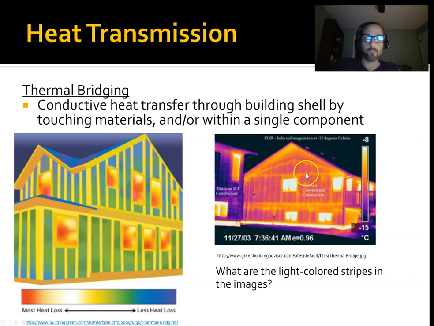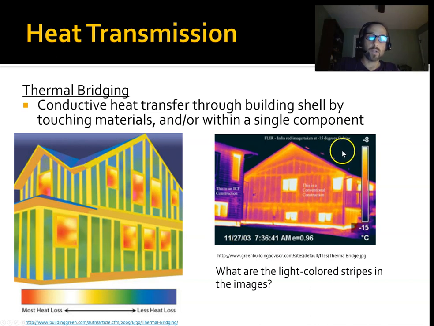So here, I want you to think about what that is. Go ahead and press pause and think about it. So those stripes, that's the framing, right? And what that's showing is it's cold outside, right? It's really cold outside. This is probably snow, I don't know, right?